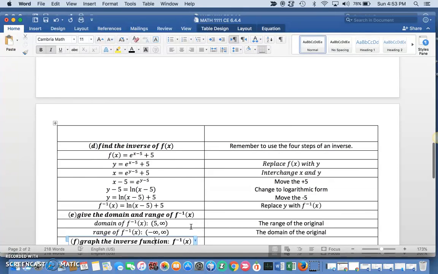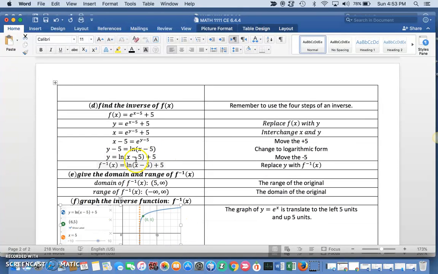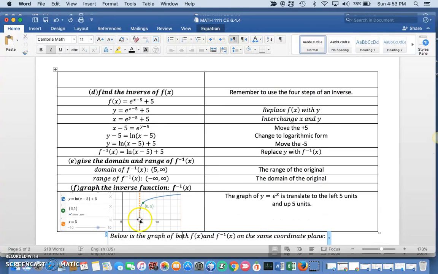Now you're going to do the domain and range again, just like with any logarithm. This has to be greater than 0. So x has to be greater than 5. 5 to infinity for domain. Range would be all real numbers. This is the graph of the inverse. It's a logarithmic graph, and your shift will cause the point that was originally 1, 0 to be 6, 5 with the shifts and all that go on.